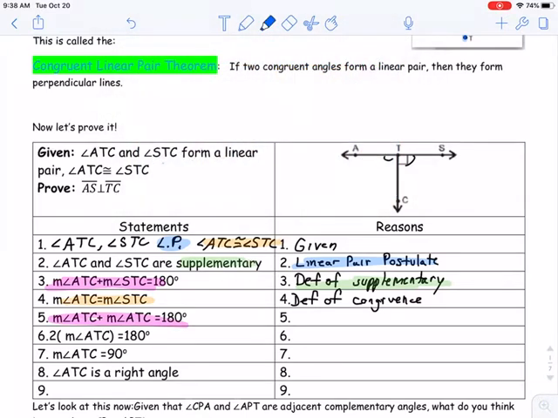However, since ATC equals STC, I can replace it. I'm allowed to substitute it in. Substitution. Cool. All right. Now from 5 to 6, notice how I'm just simplifying things.